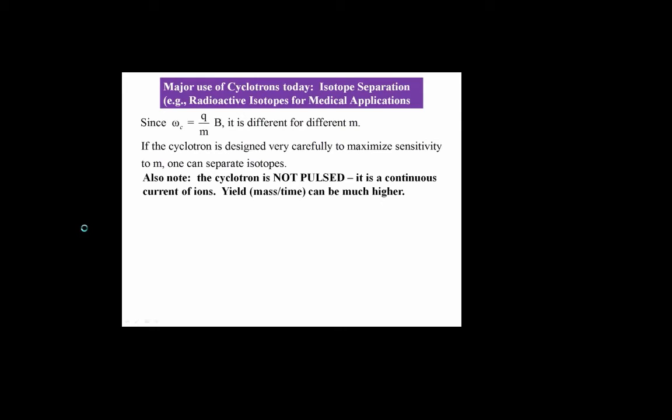Well, cyclotrons still are used even today, and the major application is isotope separation. If you look at medical applications today, radioactive isotopes are frequently used. So how does that happen? Well, if you look at omega sub c, remember it has m in the denominator here. So if you're at different m, you basically go out of resonance. Those particular masses, other than the one that you're selecting with omega sub c, don't make it through the cyclotron. So with special designs, in terms of keeping the frequency and the path very carefully designed, you can maximize the sensitivity to the mass, and so you can separate out the isotopes.